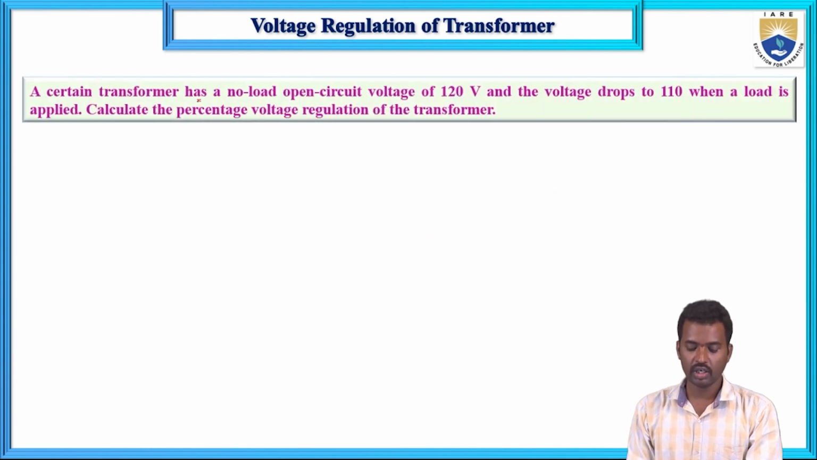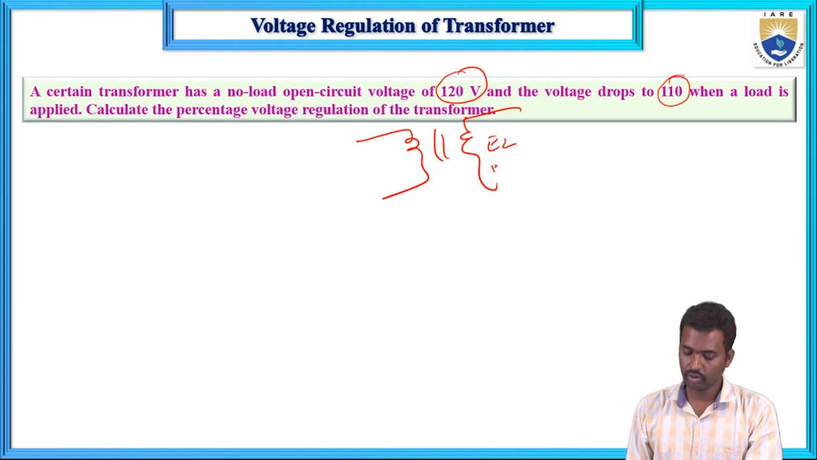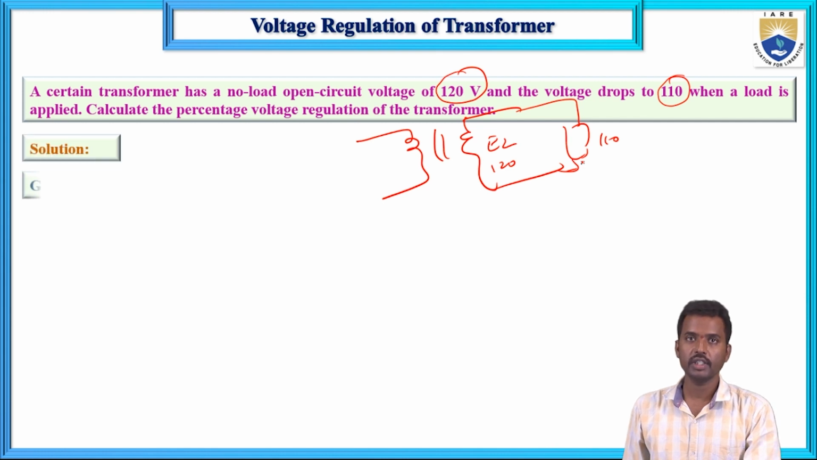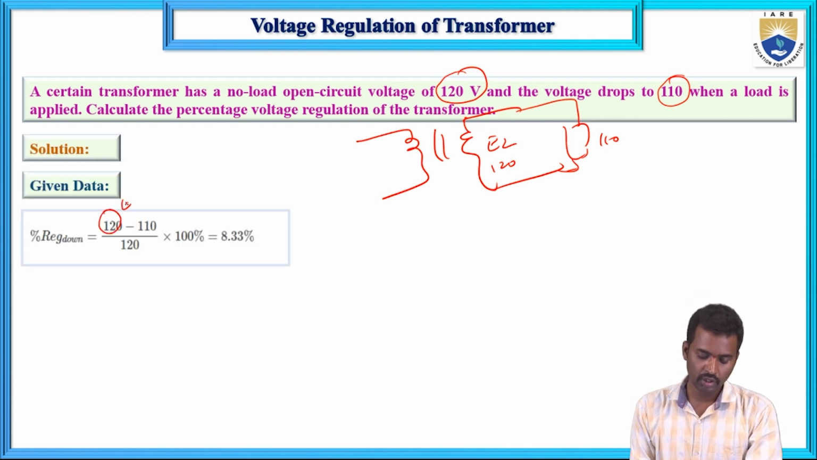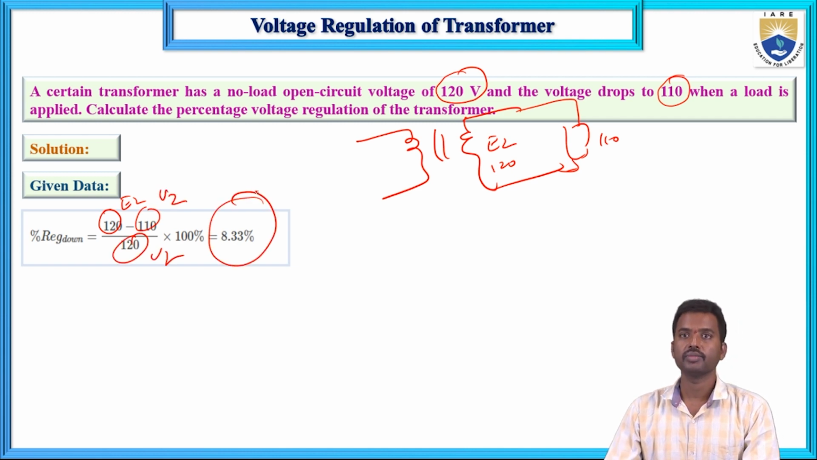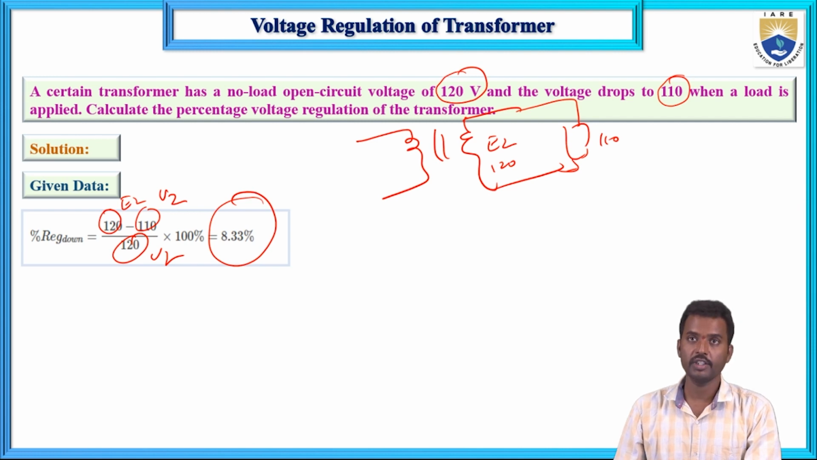And next, a certain transformer has a no load open circuit voltage of 120 volts, and the voltage drops to 110 volts when load is applied. Calculate the percentage voltage regulation of the transformer. Now here, same thing. This E2 equals 120, and if you connect the load, this is 110. So for this case, same solution: (120 minus 110) divided by V2, that value is 8.33 percent regulation.